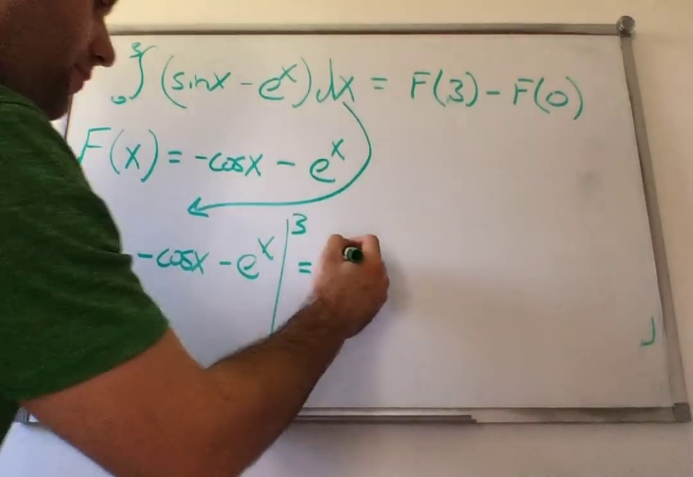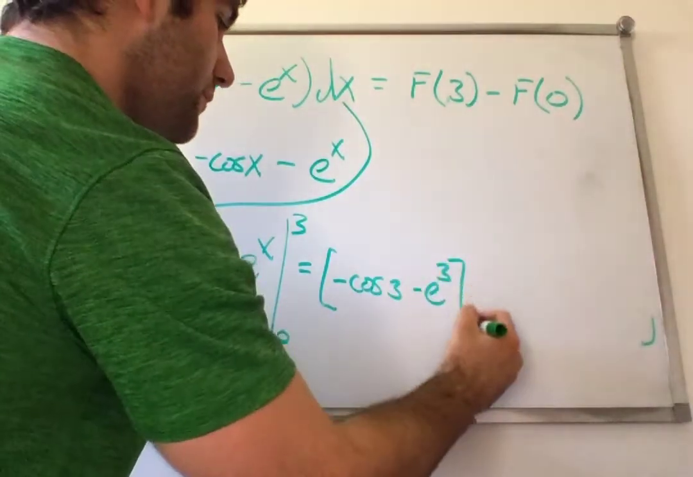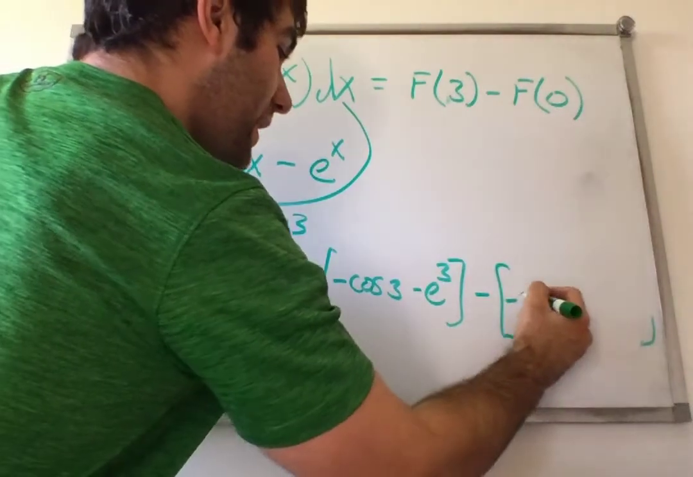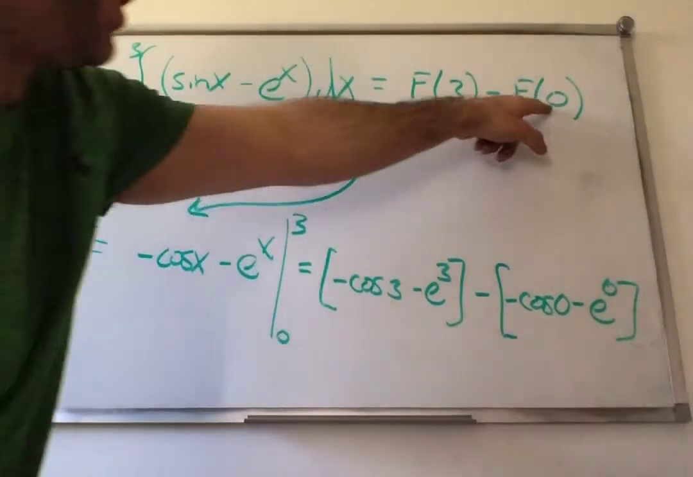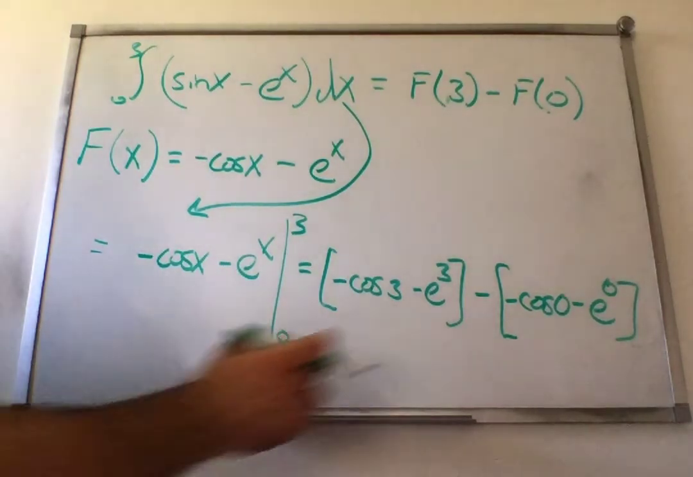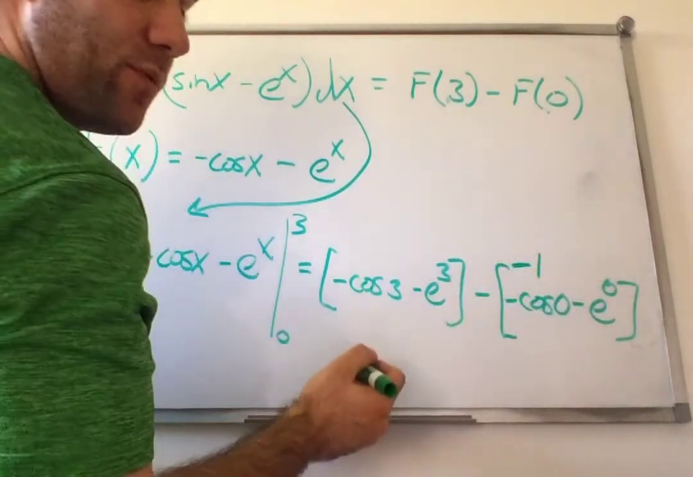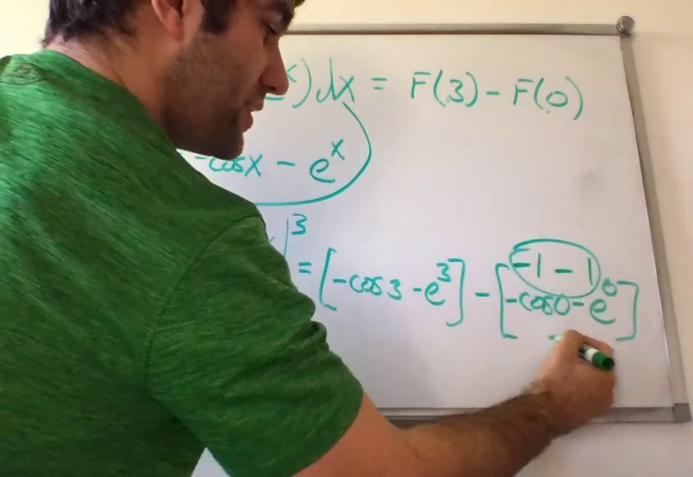So, plug in 3. Negative cosine of 3 minus e to the 3 minus, that's big F of 3, just plug in 3 everywhere. Negative cosine of 0 minus e to the 0. I just plugged in 0 into my antiderivative. Here you're going to need a calculator. Cosine of 3, irrational. E to the 3, irrational. Let's see, cosine of 0. Cosine of 0 is 1, but we got the negative in front, so that's negative 1. Minus, e to the 0 is 1. So this entire piece right here is negative 2.